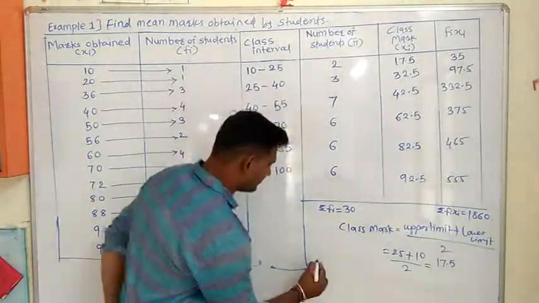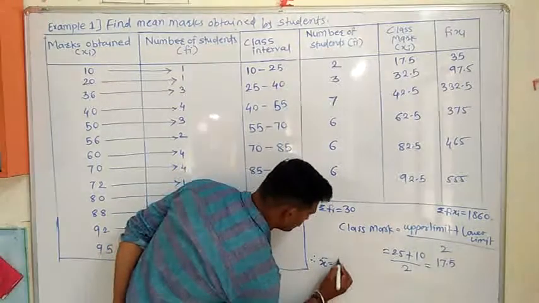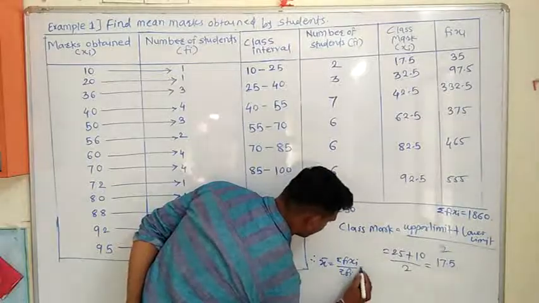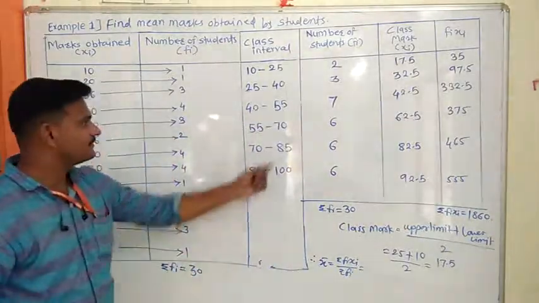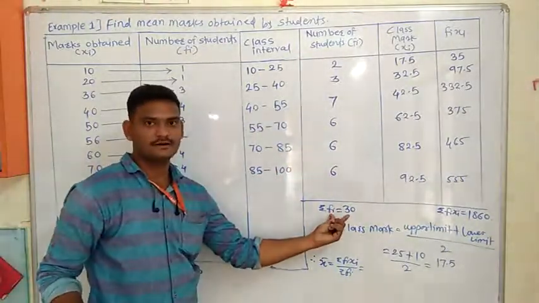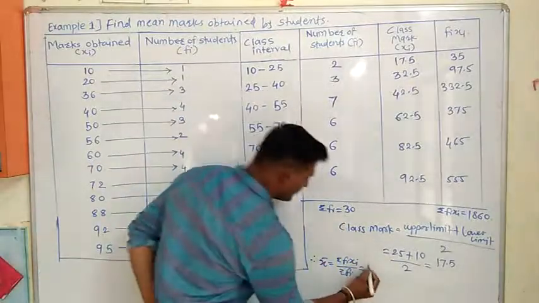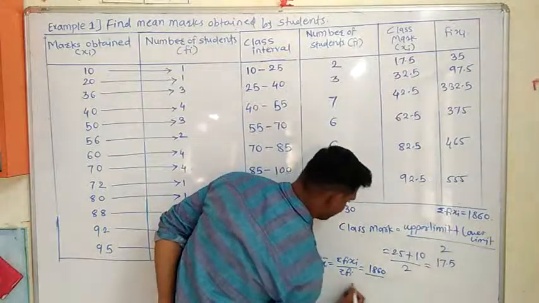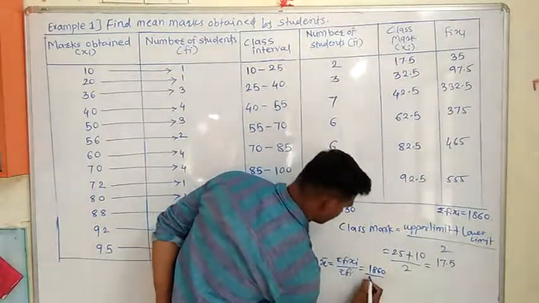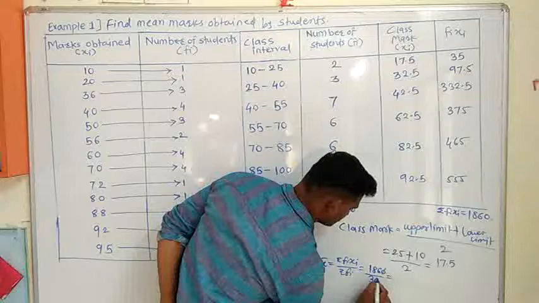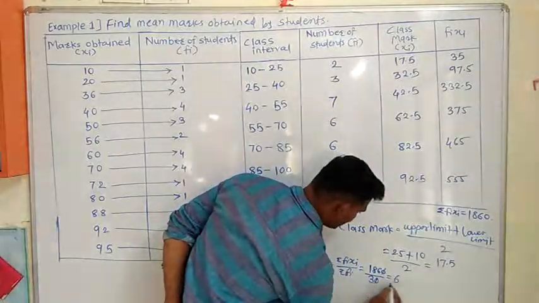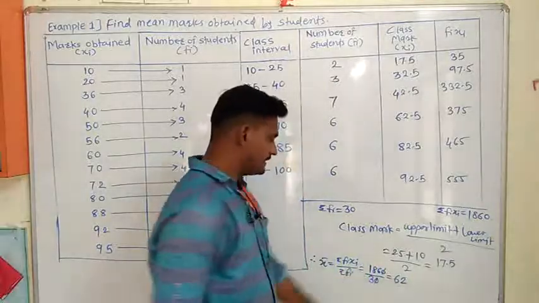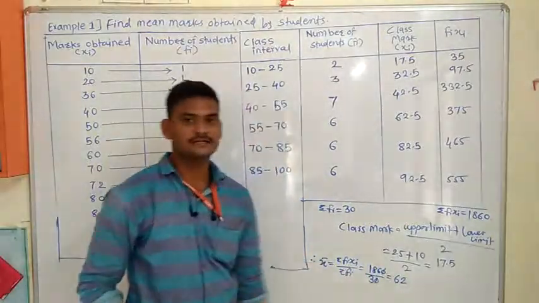we can find x bar easily. Therefore, x bar is equal to the summation of Fi into xi divided by the summation of Fi. We know the summation of Fi is 30. Put in all the values: 1860 divided by 30. The 0s get cancelled. 3 sixes are 18, again 3 twos are 6. We got 62. Now the mean is equal to 62.